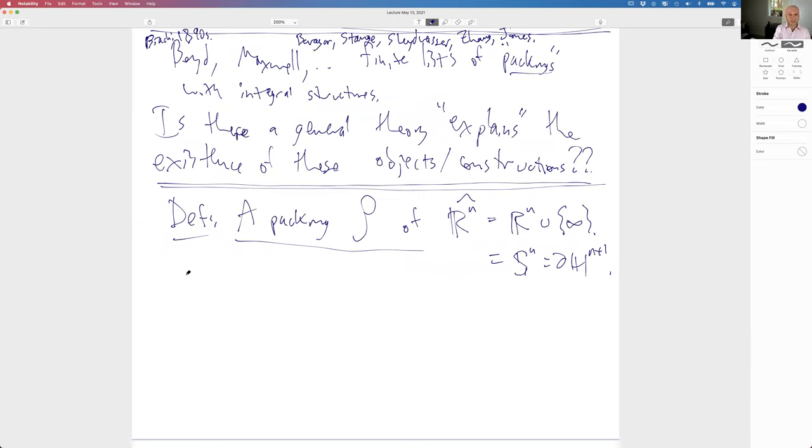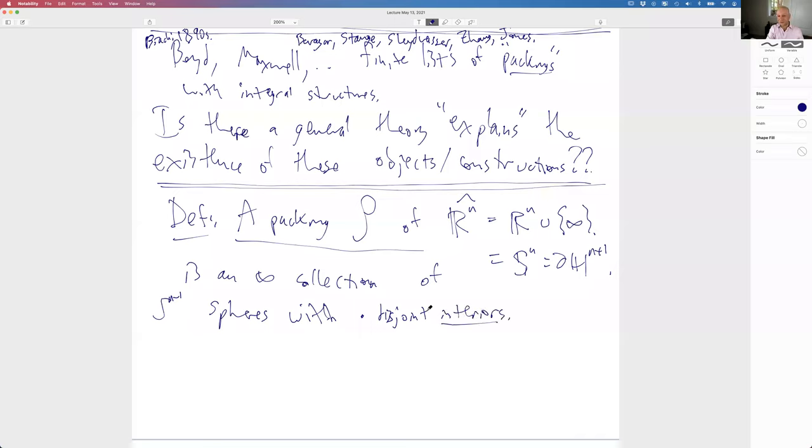By a packing P, what I mean is an infinite collection of spheres. These will be S^(n-1) spheres, or n minus one spheres, with two properties. One, I want those spheres to have disjoint interiors. In order to have interiors, they need to be oriented spheres, which means if you prefer, you can think of them as balls or disks. So spheres with disjoint interiors, and I want the balls to be dense.